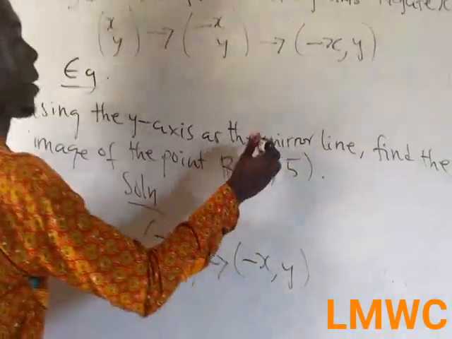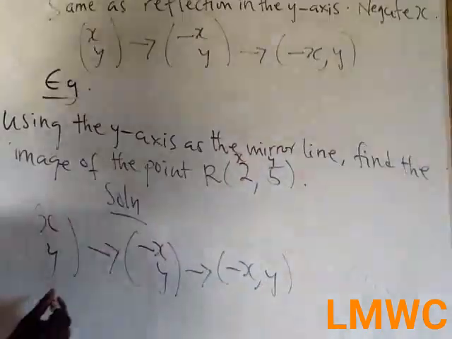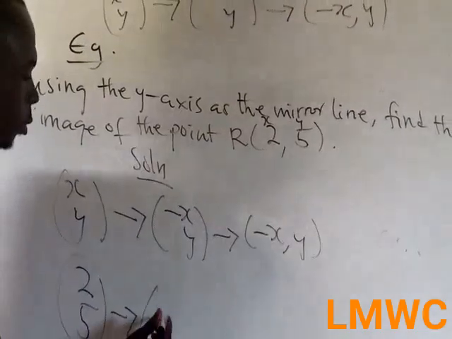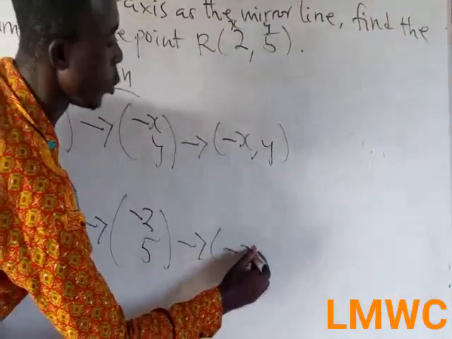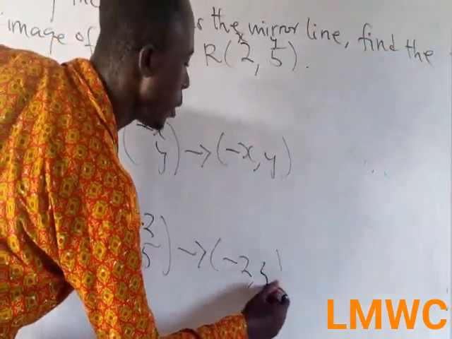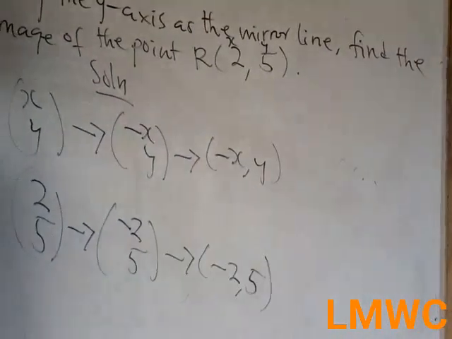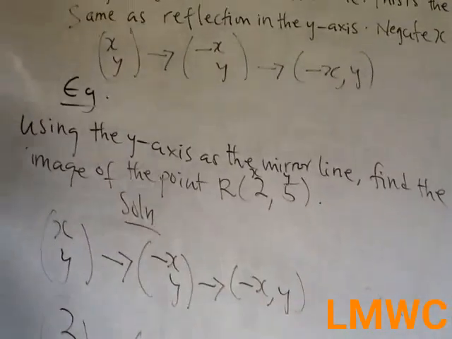Now what is your x value? It's 2. Y value is 5. You have (2, 5). So it becomes (-2, 5). So always, if they give you using the y-axis as the mirror line, it's the same as reflection in the y-axis. Take note. They just want to confuse you.